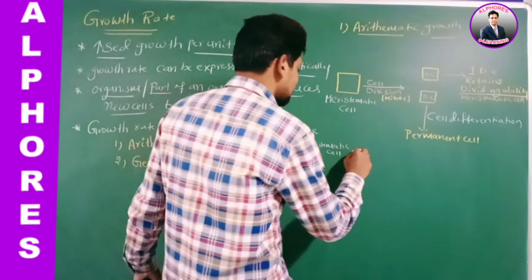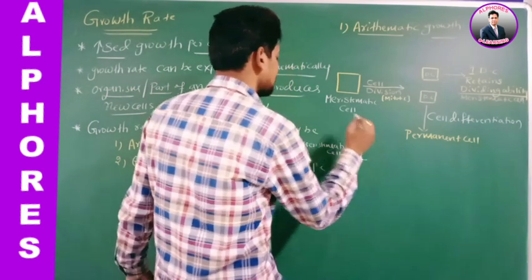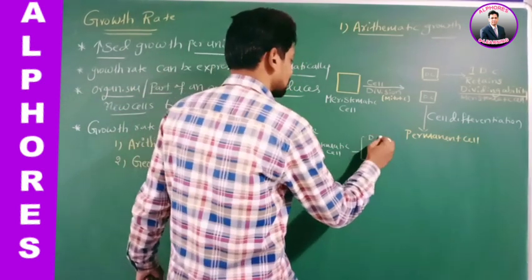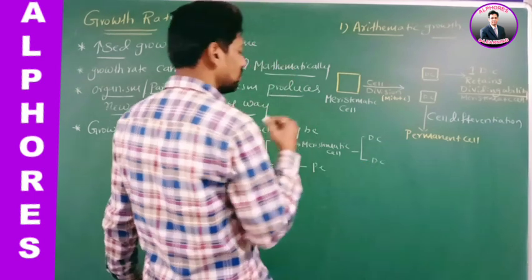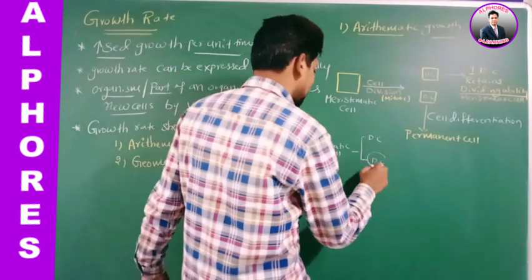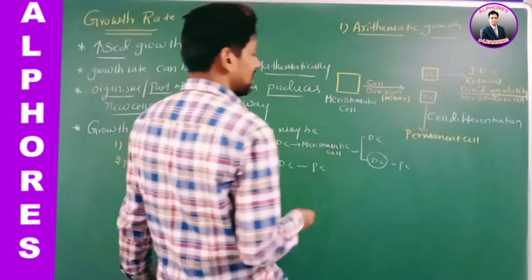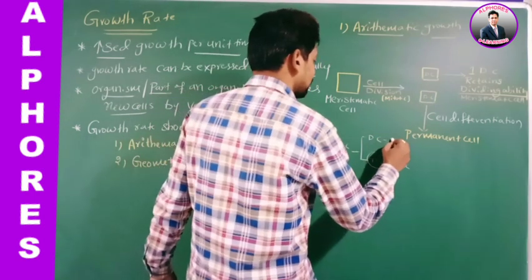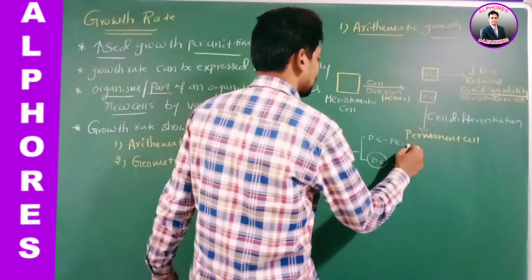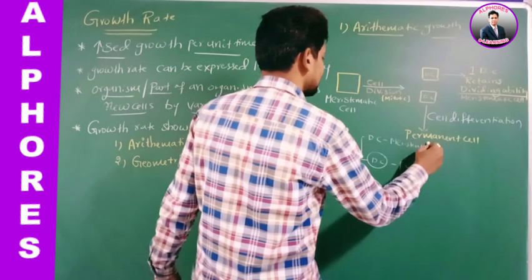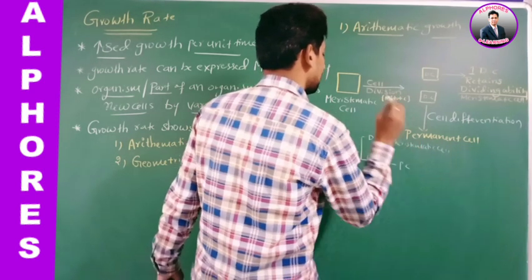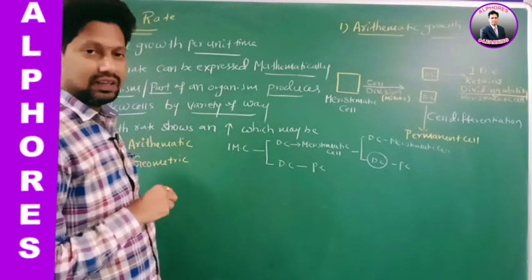This meristematic cell has again divided. How many cells are you going to get? Two daughter cells. Out of the two daughter cells, one is becoming what? One is becoming a permanent cell, whereas the second one is continuing as a meristematic cell. Is this statement okay? Is it clear?